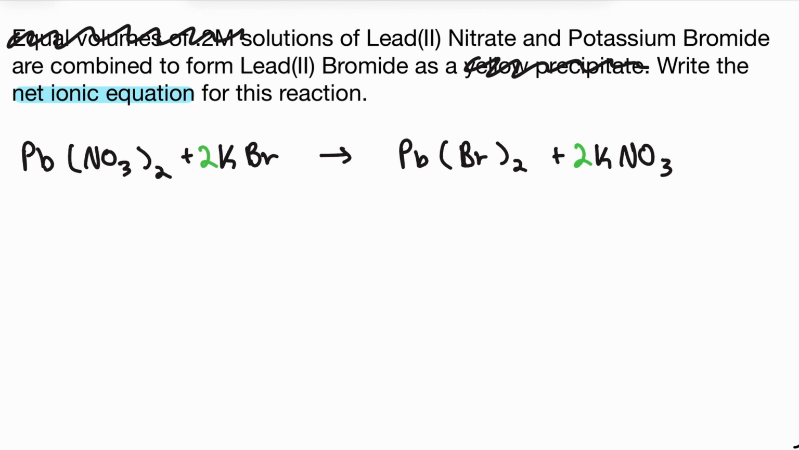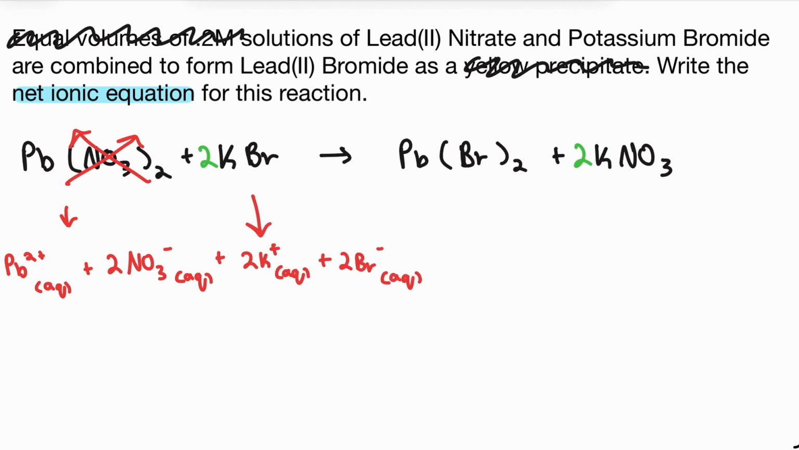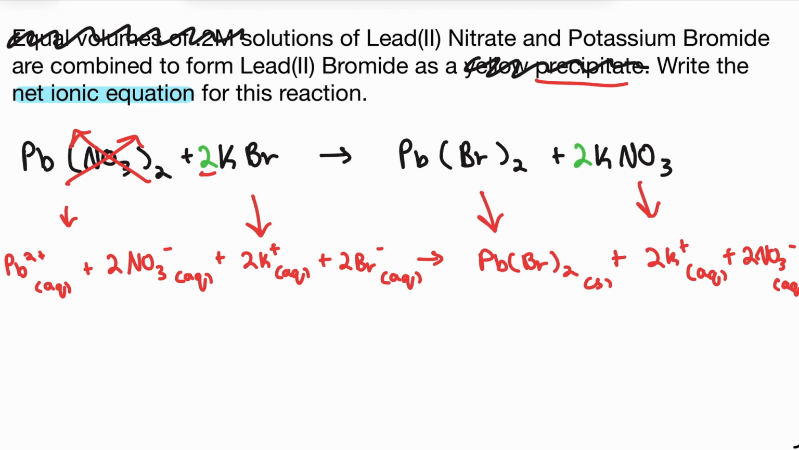And I'll be sure to write a little bit smaller this time. Again, for splitting up my lead-2 nitrate, make sure that I'm reverse crossing over my charges. For splitting up my potassium and bromine, make sure my coefficient of 2 is going to be following it. My lead-2 bromide is the precipitate which I am forming, so that's going to be a solid. That's not going to dissolve. And then lastly, for splitting up my potassium nitrate, again, just make sure that this coefficient is following in my answer.